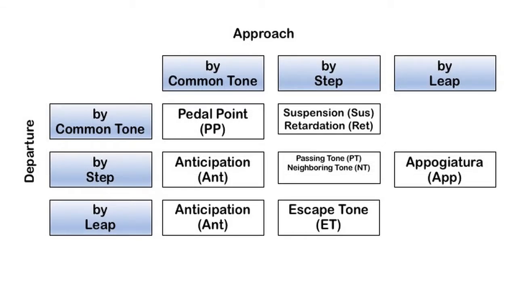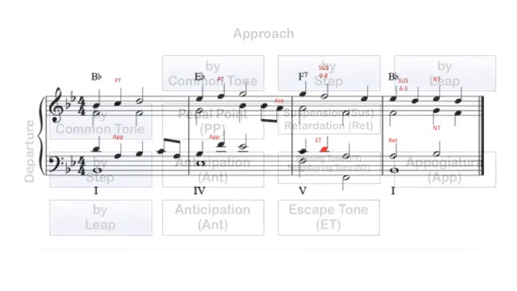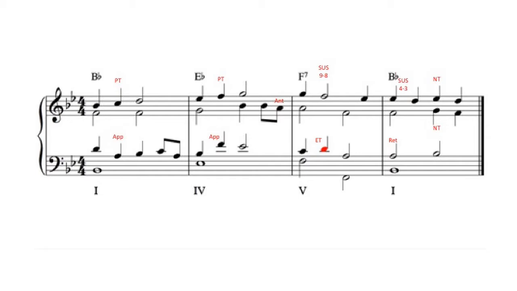If we turn that around and we step into the non-chord tone and then leap away, we call that an escape tone. In the tenor voice, in measure 3, we have an escape tone on beat 2.